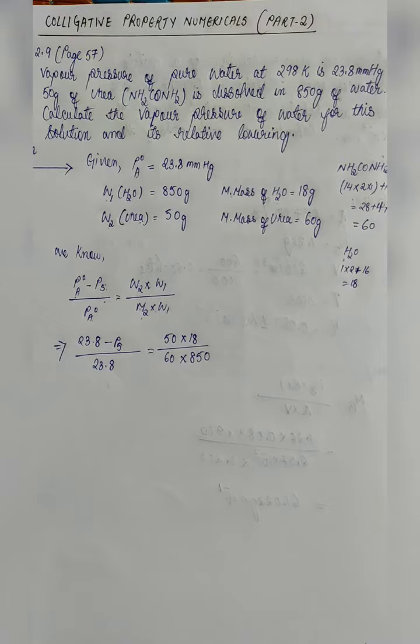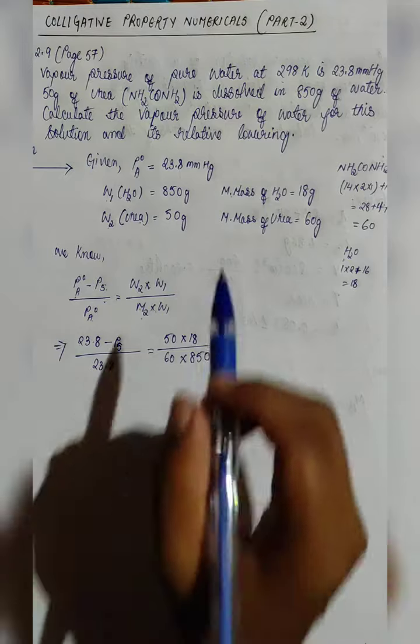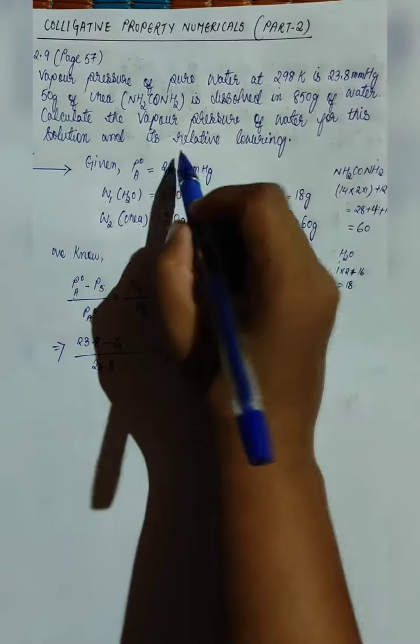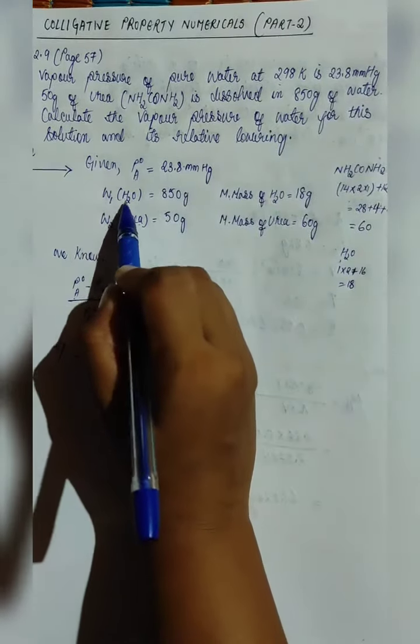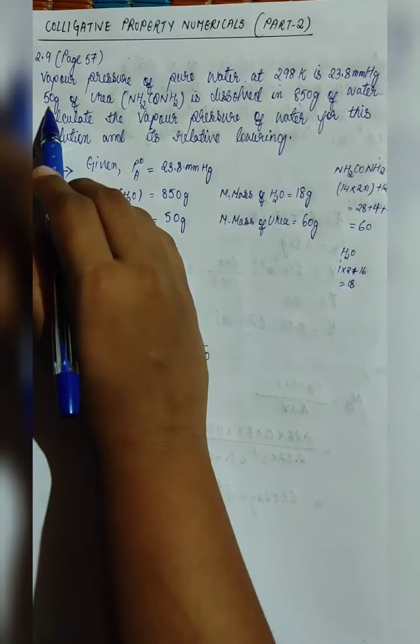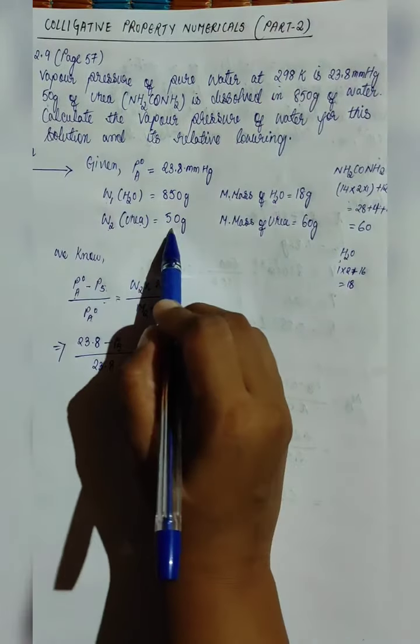Firstly, we will write down all the values mentioned in the question. So vapor pressure of pure water is already given as 23.8 mmHg. Mass of water is also mentioned, 850 gram. Mass of urea is also mentioned, 50 gram.